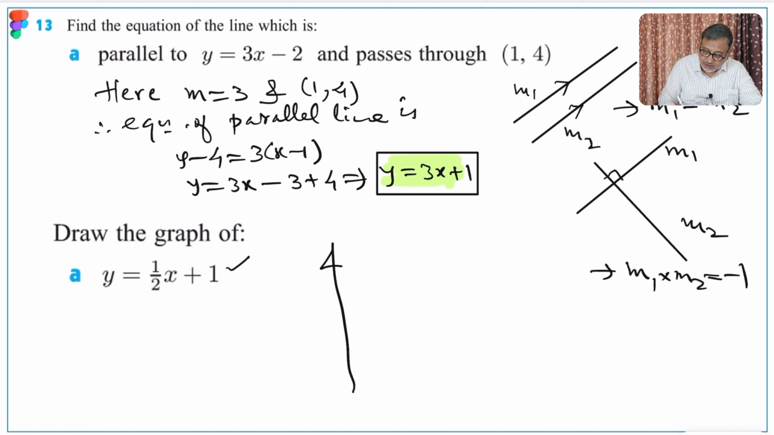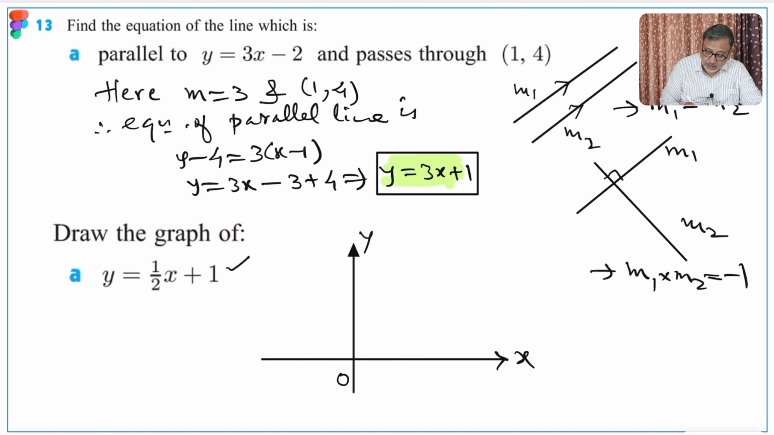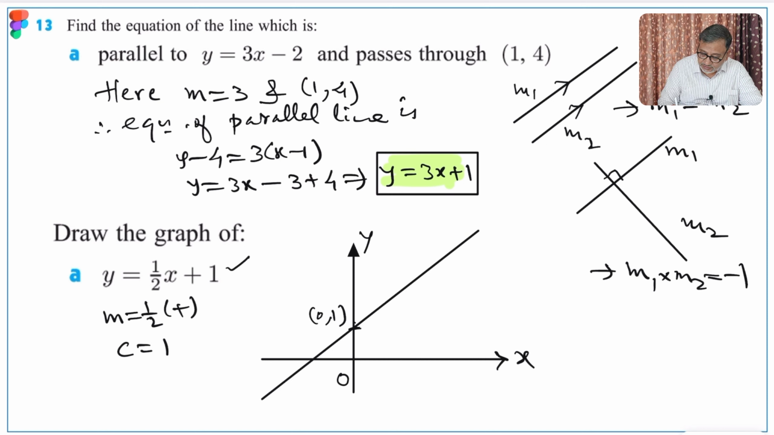Let me draw x and y coordinates, I mean the axis. X-axis, origin, y-axis. See here m is 1 by 2. It is positive. Okay. And y-intercept is c 1. So from here it will pass 0, 1 and gradient is positive. So its angle with the x-axis will be acute, right? Acute angle with the x-axis. So this is the equation of the line. This angle theta should be acute.